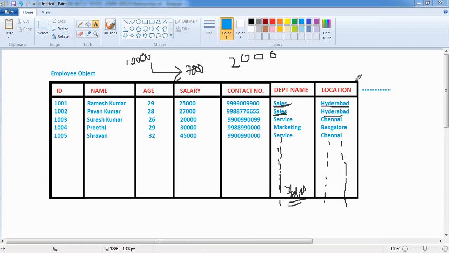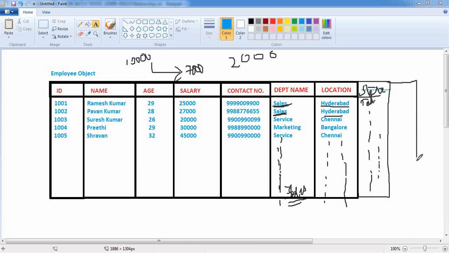Suppose I am storing some state along with the city. I am storing a state column also here. In this case, the state I am storing for Hyderabad will be Telangana. So now Telangana will be repeating 7,000 times. Tamil Nadu will be repeating 2,000 times.